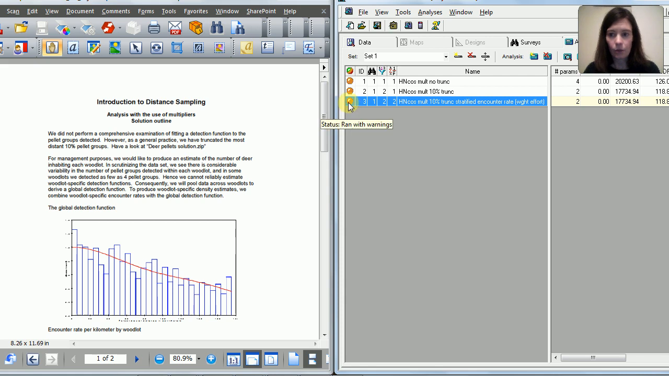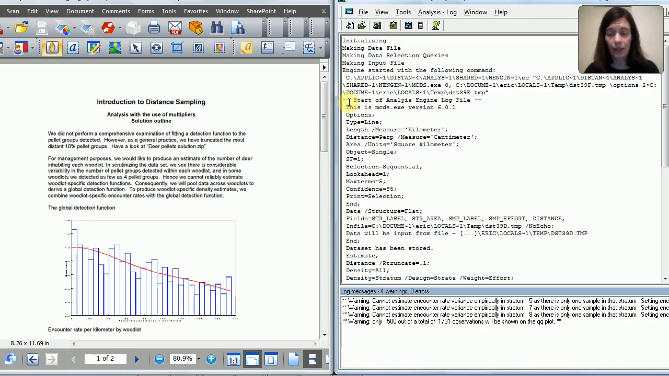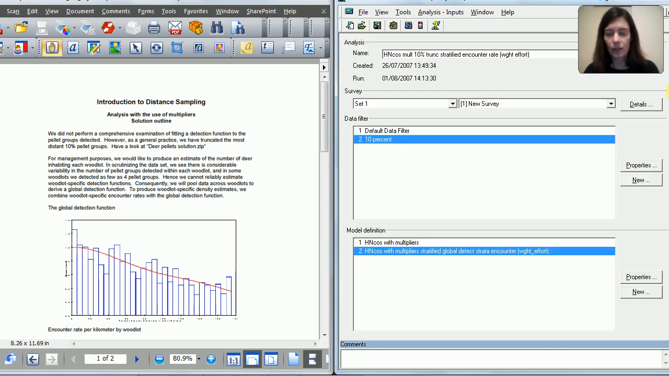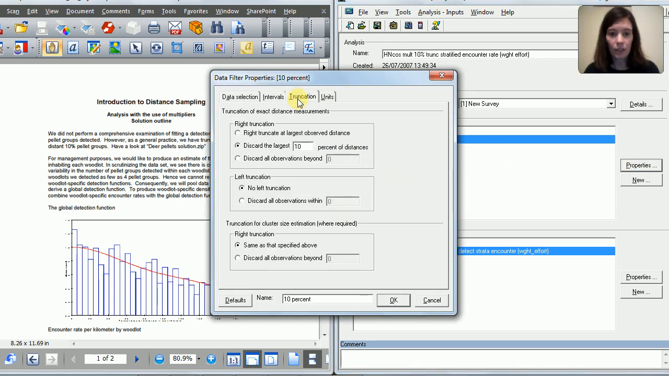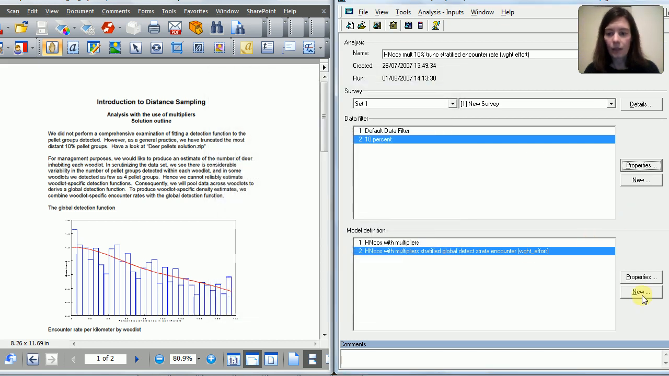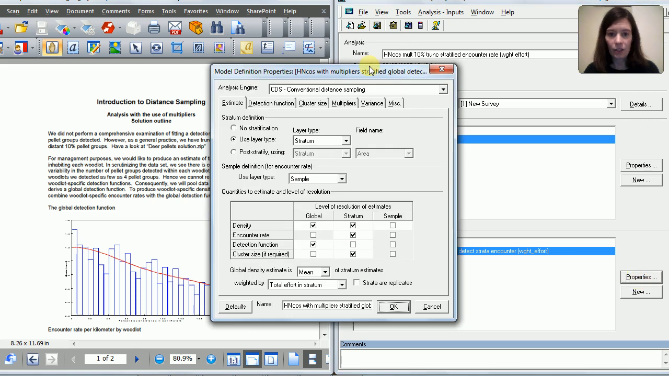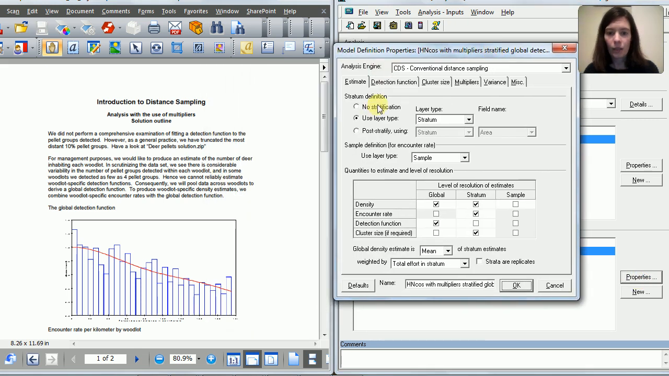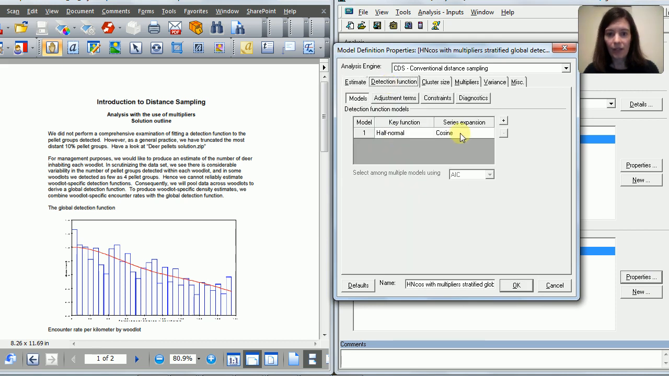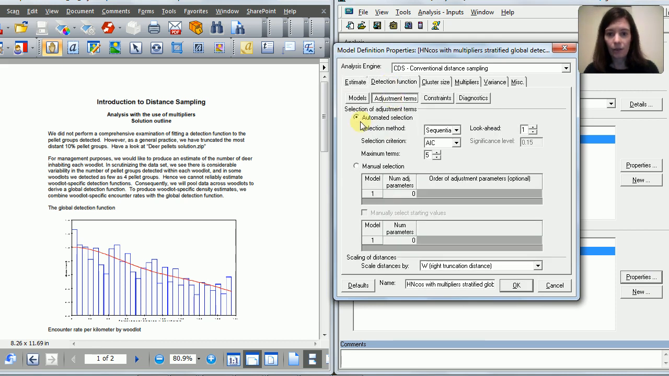And so I'll show you the results and the analysis setup for the stratified analysis we asked you to do in the instructions. So first of all, let's take a look at the way that we've set this up. You can see up in the data filter we've taken those 10% for our truncation, which I can show you here. So we've discarded the largest 10% of all distances. And if I take a look at the model definition we've used, starting with the detection function, we've allowed a half normal with cosine adjustments.